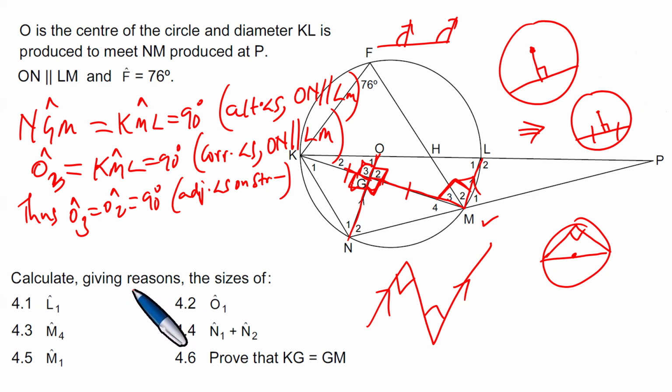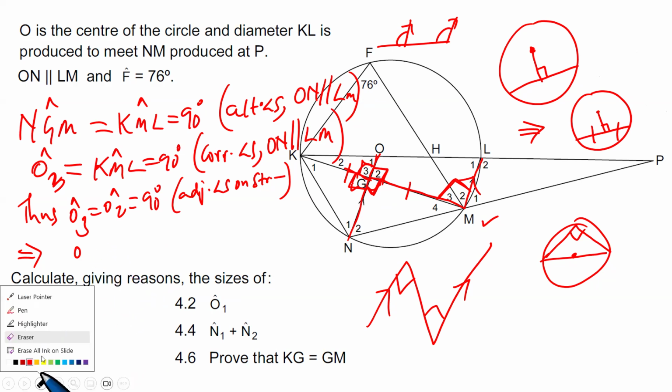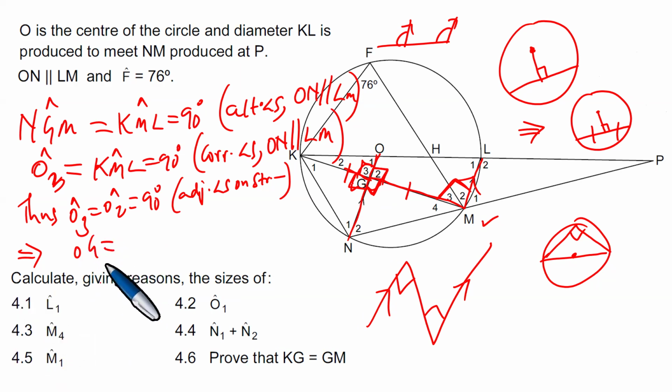When you have a perpendicular line through the center, it is a bisector, so it follows that OG is perpendicular to the other one. OG, this one, is perpendicular to KM.